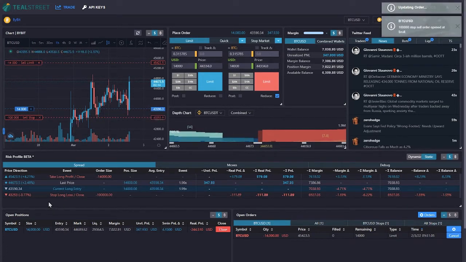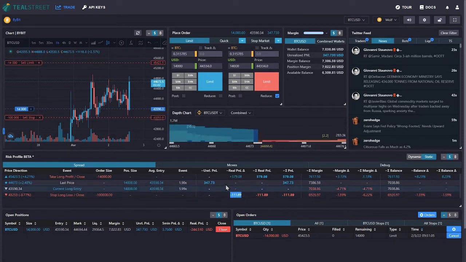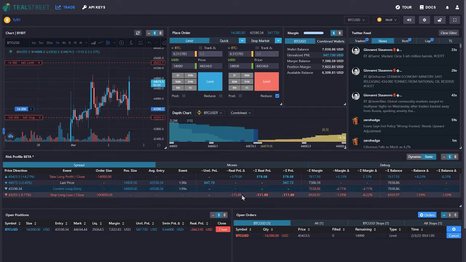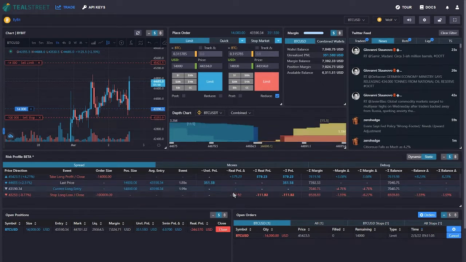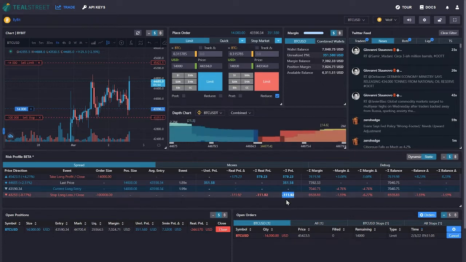So since this is a, we're going to reduce only on here. Your stop is 7% away from your entry. And you will realize at this point, as price goes down, a loss on your balance is $111. And as you can see, it adds to your total and your total P&L.